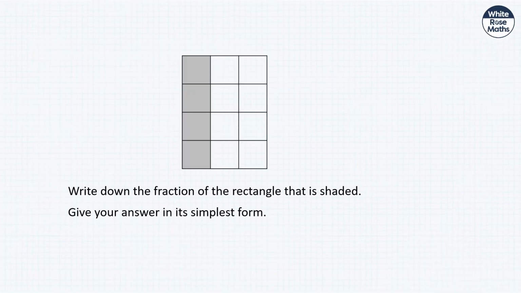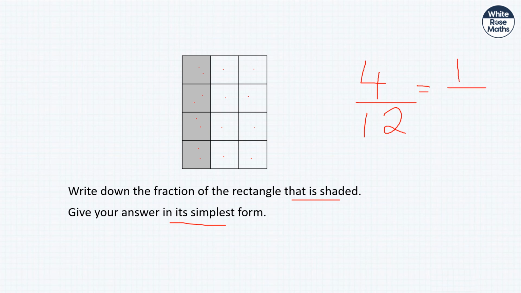We will start with the first question. Write down the fraction of the rectangle that is shaded. Give your answer in its simplest form. Again, it's a typical GCSE foundation tier exam style question. I've got 1, 2, 3, 4, so 4 out of a total of 1, 2, 3, 4, 5, 6, 7, 8, 9, 10, 11, 12. So it's going to equal 4/12. Dividing top and bottom by 4, I get the answer of 1/3. So 4/12 simplifies to 1/3.